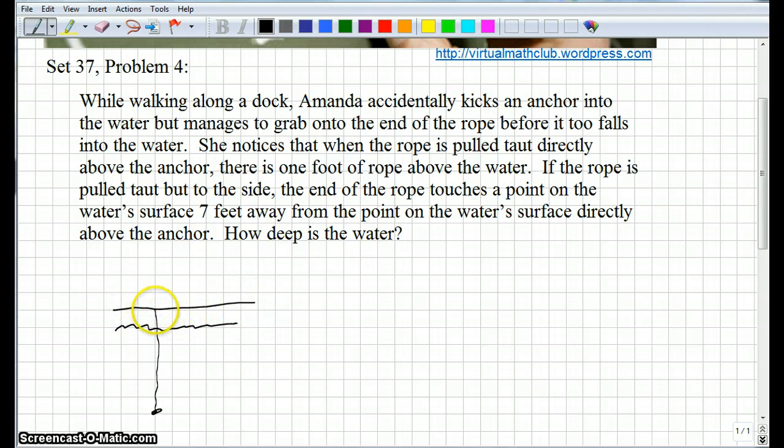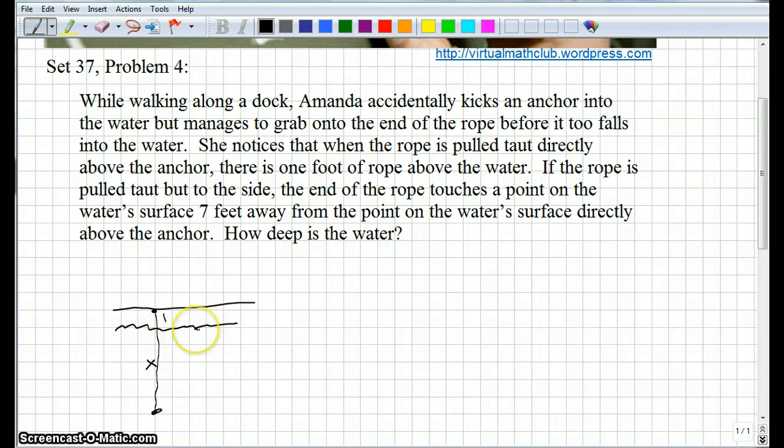And let's say this is the end of the rope. The end of the rope is 1 foot above the water when she pulls on the rope directly above where the anchor fell in. Okay, so let's say that the depth of the water is x. So the length of the rope then is equal to the depth of the water plus 1 more foot. So that is what we're given.